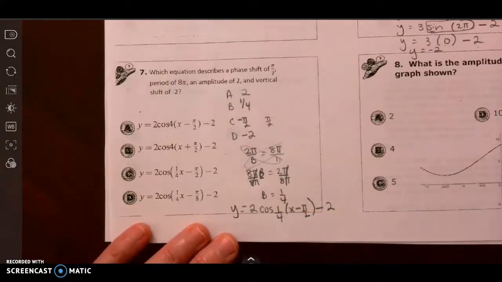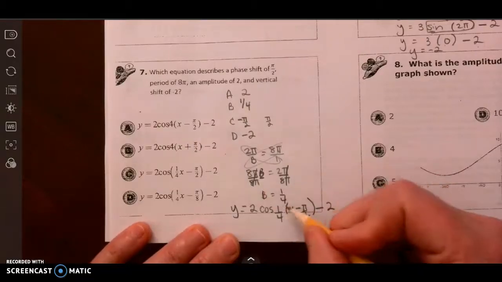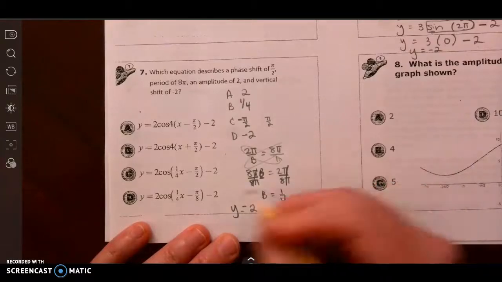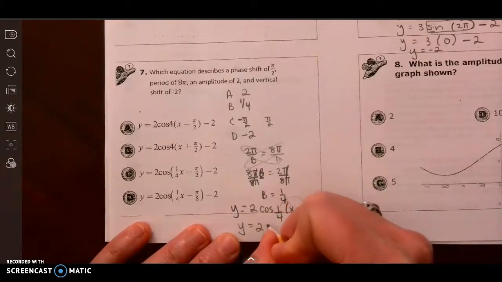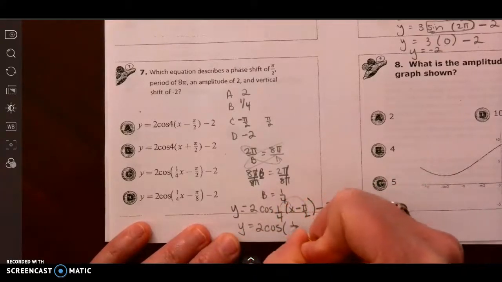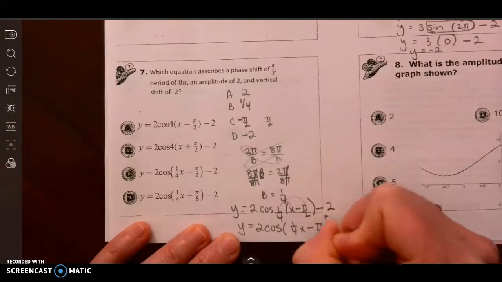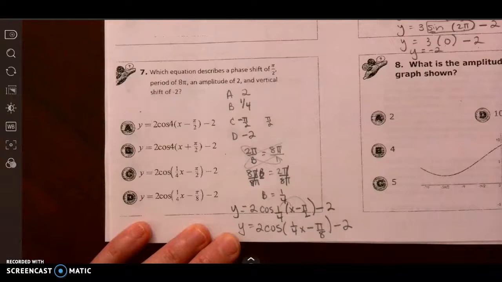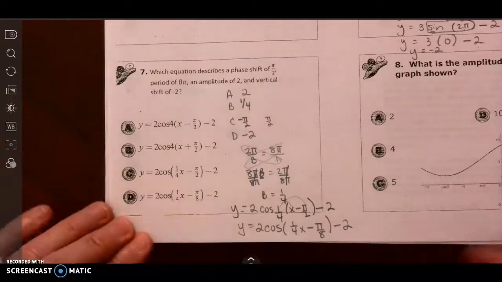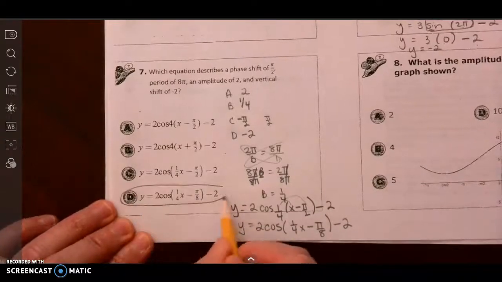But when I look, that equation is not there. C looks like it, but it's not the same. It looks like they distributed the 1/4. So I'm going to do that and distribute the 1/4. And I get 1/4 x minus pi over 8 minus 2. Which means my correct answer is D.